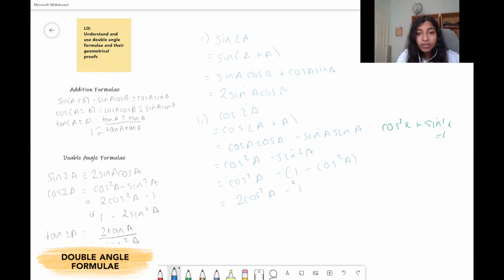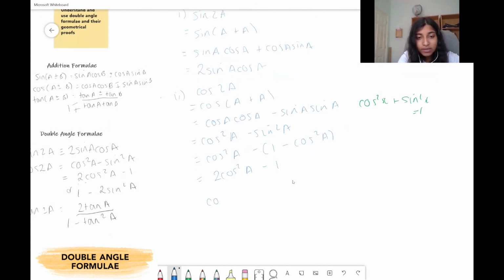And then for the last bit, we go back to cos squared A minus sin squared A. To get 1 minus 2 sin squared A, you want to substitute cos squared A as just 1 minus sin squared A. So that's equal to 1 minus sin squared A minus sin squared A, and that's just equal to 1 minus 2 sin squared A.